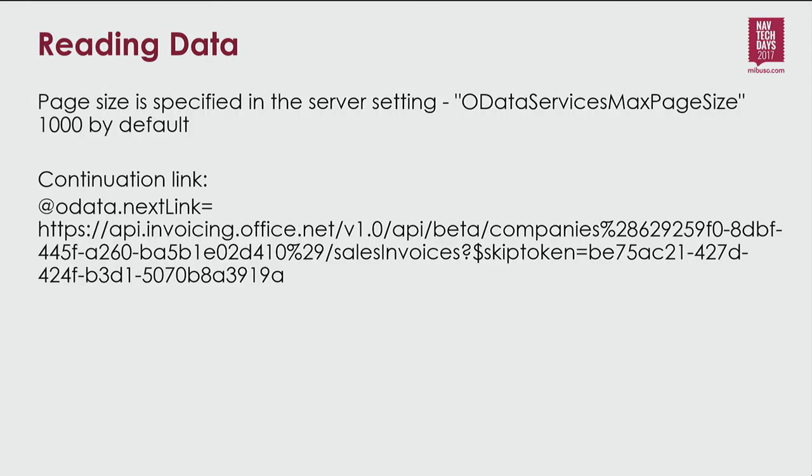If you are fetching a larger set of data, then of course we have a limitation. In SaaS at least, we've set that up to 1,000. You can only get the first 1,000 rows, and if you want more, you just need to fire a continuation link to get the rest of that set.